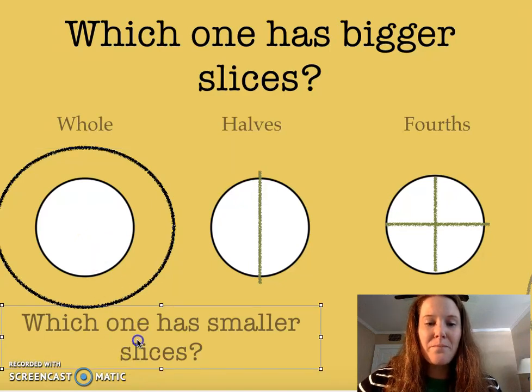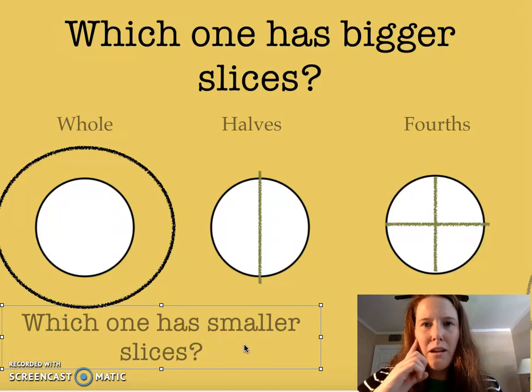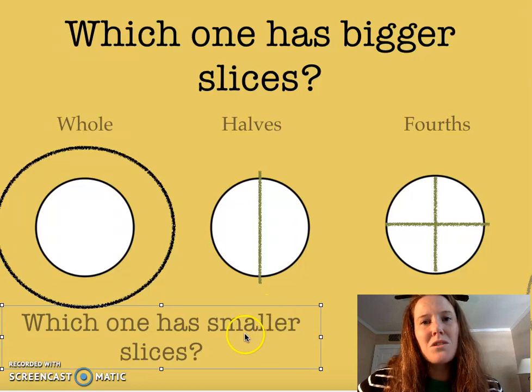My next question, which one has smaller slices? I want you to keep it in your head. Again, my question, which one has smaller slices? Keep it in your head. I want you to whisper it on 3. 1, 2, 3.